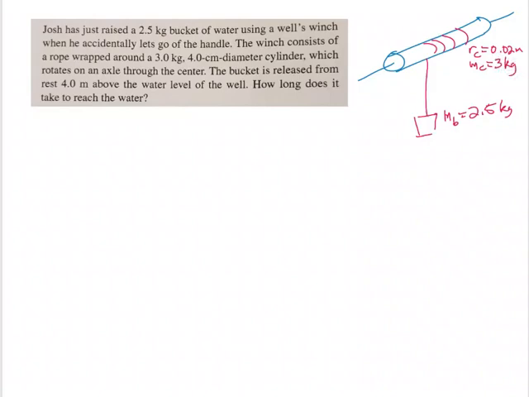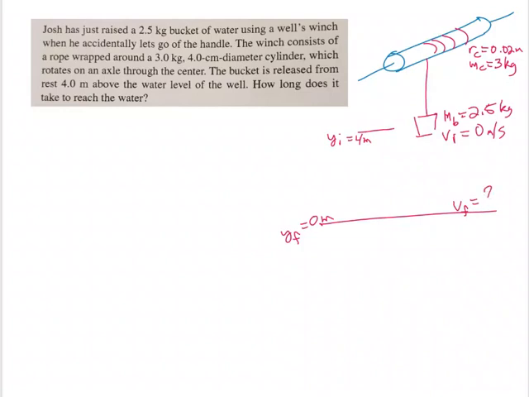What else do we know? The water bucket, so our delta X, or delta Y in this case, is 4 meters. So up here, Y initial, 4 meters. And then down at the bottom, we have the bottom of the well, Y final, 0 meters. Also, what was the bucket doing when it was released? So velocity initial would be 0 meters per second.